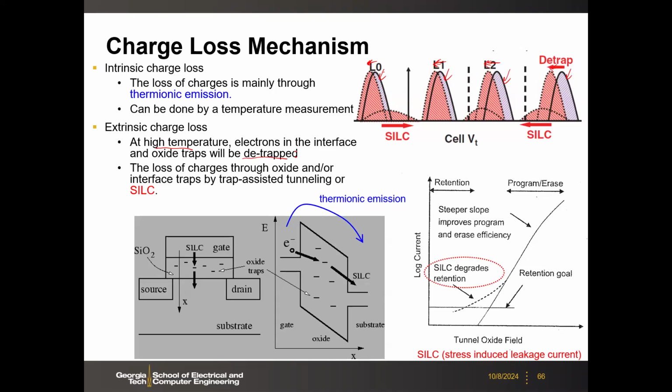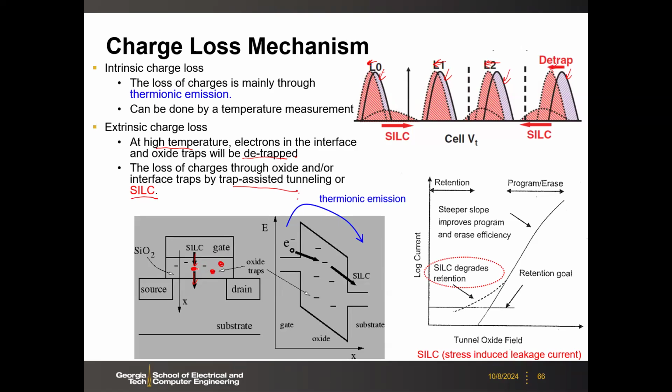However, there's another mechanism to remove the electrons that is caused by this SILC. This is called the stress-induced leakage current. So basically, after cycling, you will damage somehow the tunnel oxide. There will be the traps. Those traps will assist the tunneling. So it's called trap-assisted tunneling. So it's like a stepping stone for the electrons to tunnel through. This is not thermal.